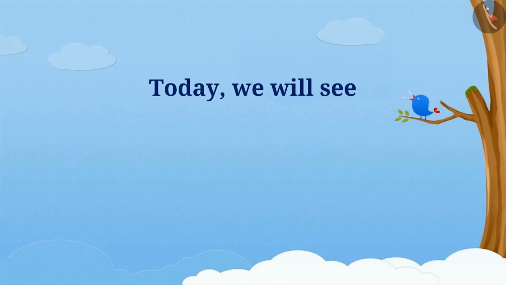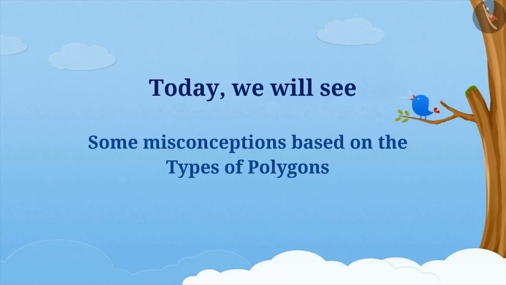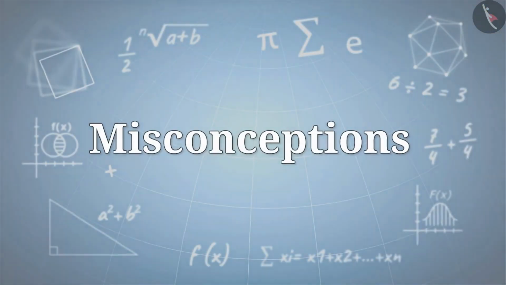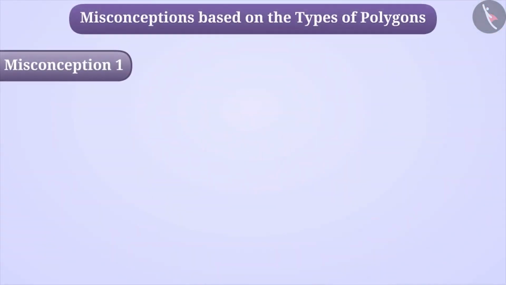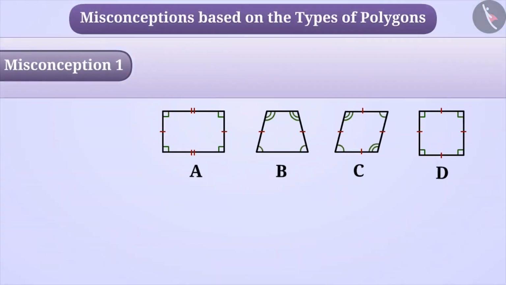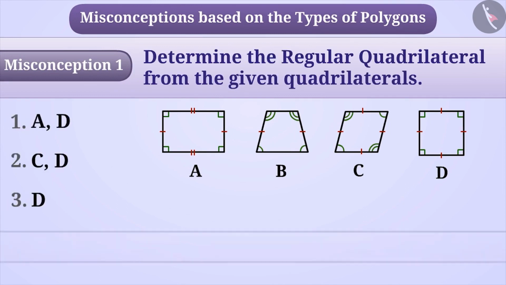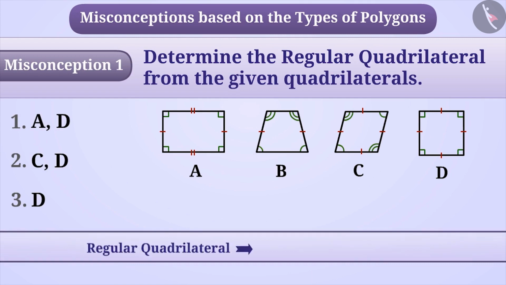Today we will see some misconceptions based on the types of polygons. Misconception 1. From the given quadrilaterals, find which ones are regular quadrilateral. Many times children have the misconception that regular quadrilaterals are those quadrilateral whose all the angles are right angles, such as a square and a rectangle.